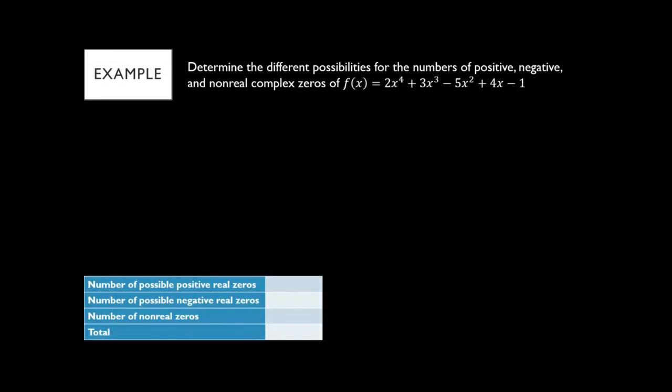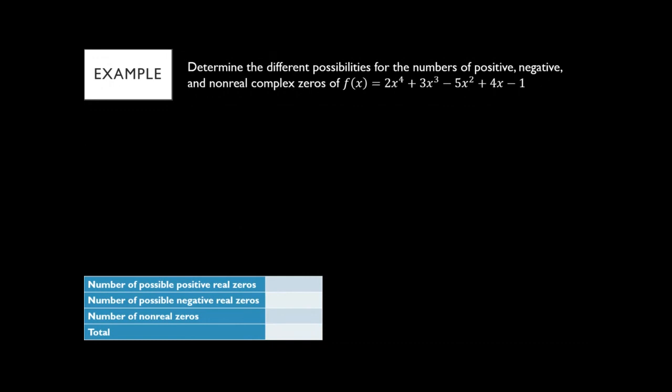So I like to make a chart, and I've got that here in the bottom left. Even if it doesn't ask for the complex ones, I just find it anyway for completeness. So we want to determine the different possibilities for the number of positive, negative, and non-real complex zeros of f of x equals 2x to the fourth plus 3x cubed minus 5x squared plus 4x minus 1.